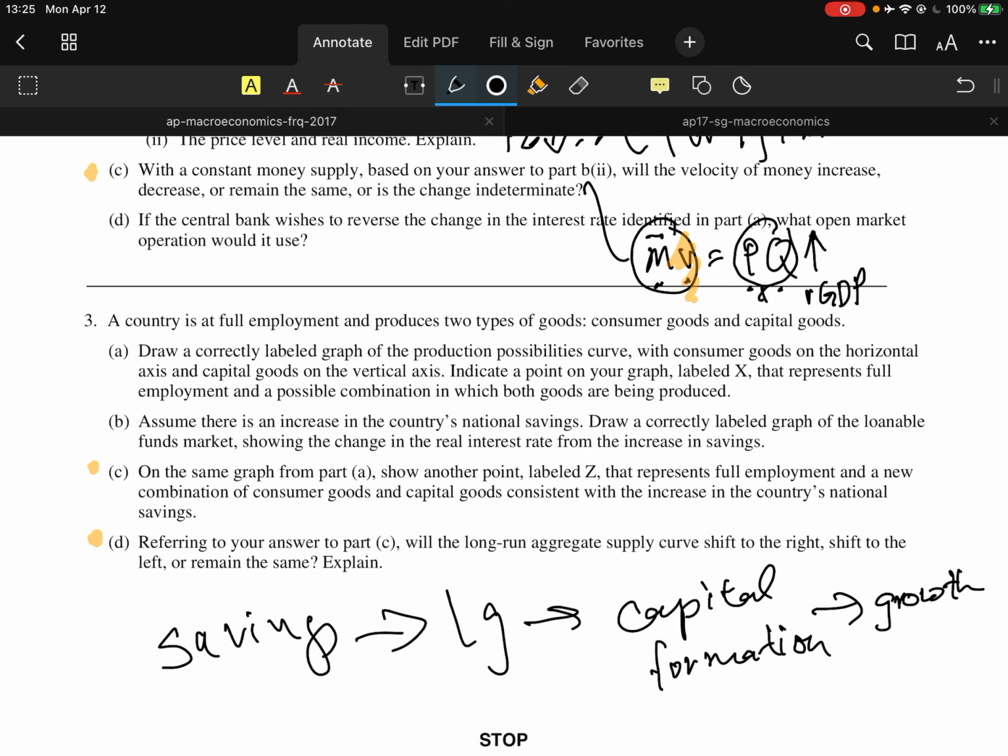And then if you can remember the four-part flow, referring to your answer in part C, will the long-run aggregate supply curve shift to the right, shift to the left, or remain the same? Again, you're given three choices, but you also have to explain.